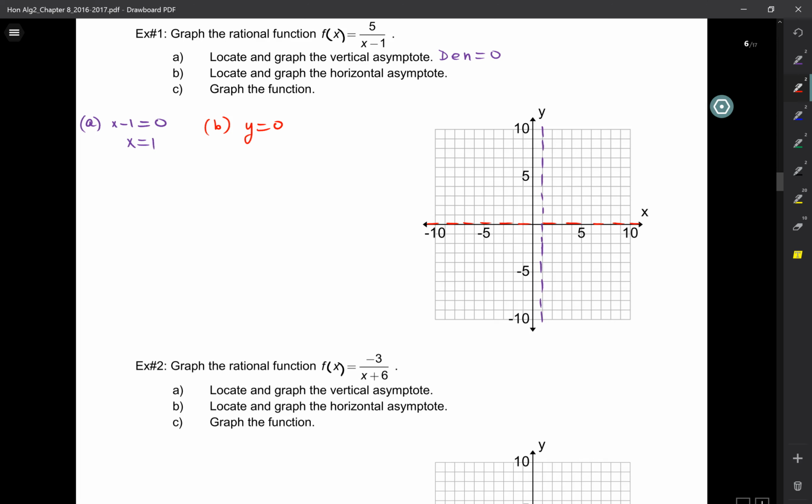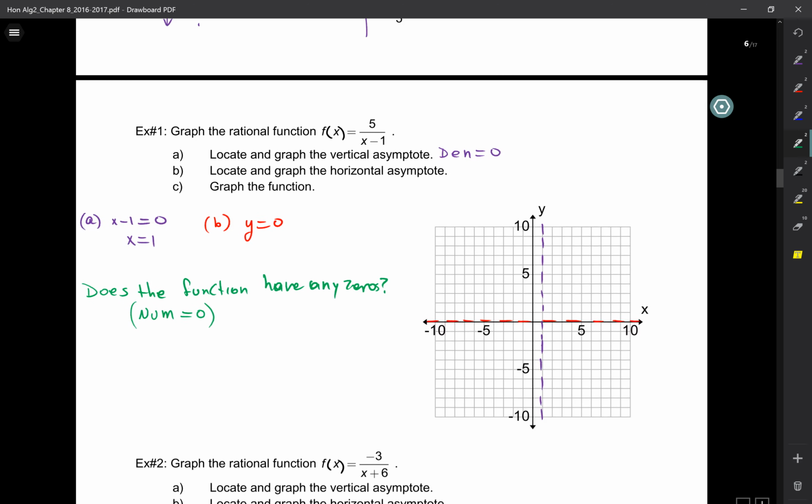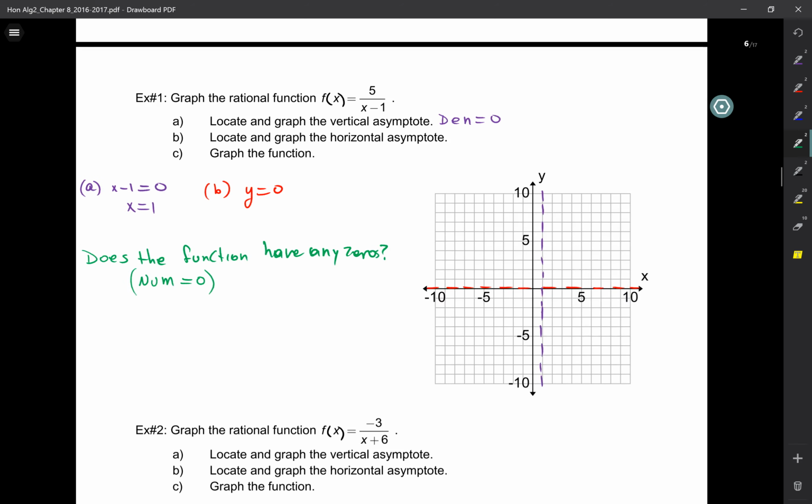So y equals 0 is here. Now, one other thing we have to check for is, does the function have any zeros? How do we check if the function has any zeros? We would have to set the numerator equal to 0. Is it possible to set the numerator equal to 0 and get an x value out of it? No, so there are no zeros. Okay, so now we need to graph this.